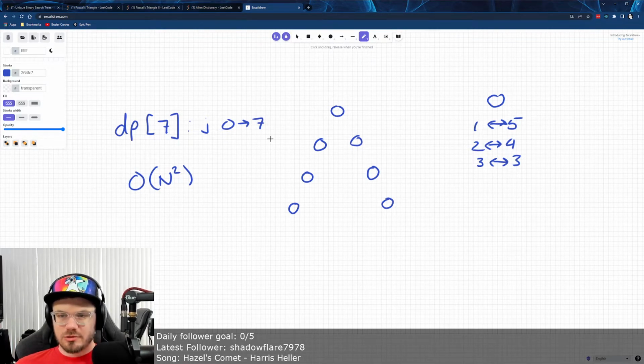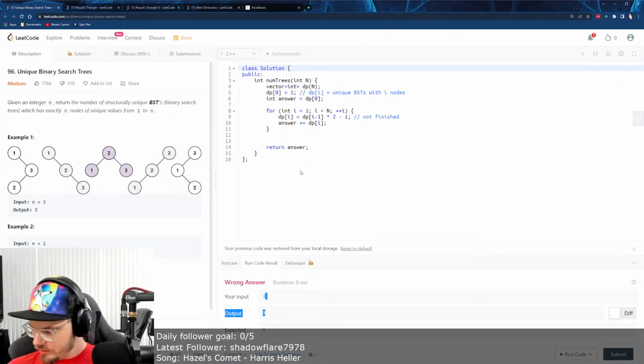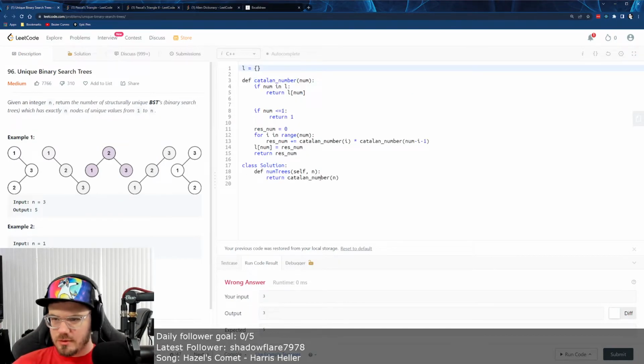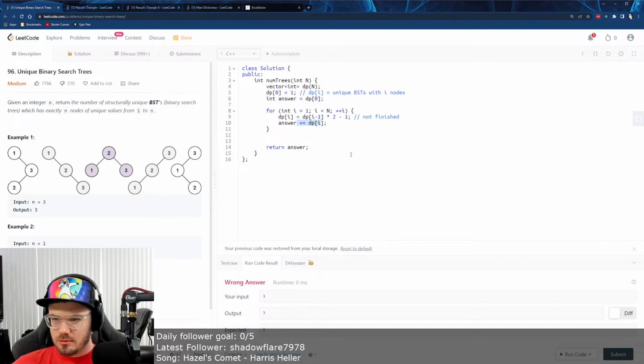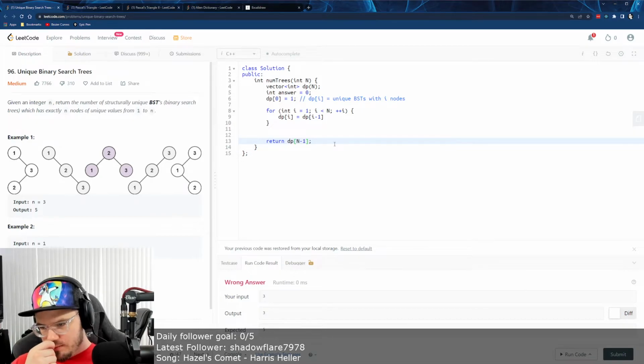Okay, maybe I'll try to do it this way. So if I try to do it this way, then dp of I, then the changes that I made here in the code, I will revert. Do you remember what the changes were? Yeah, it does. I wasn't sure if it was going to remember across me switching to a different language. dp of I is the unique BSTs with I nodes.